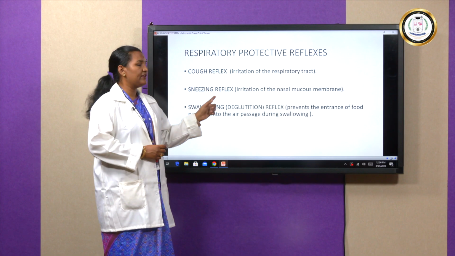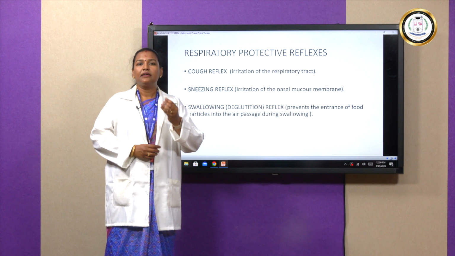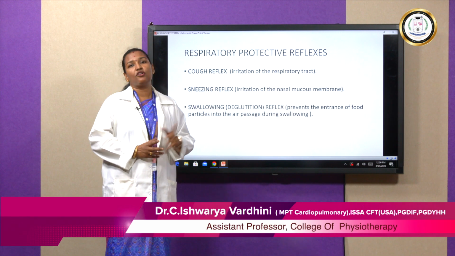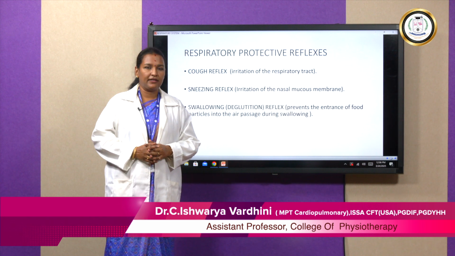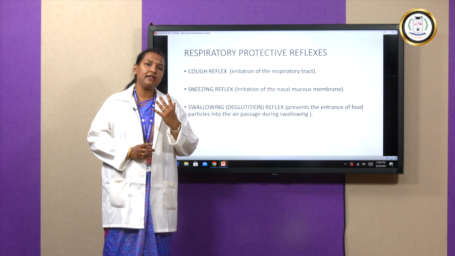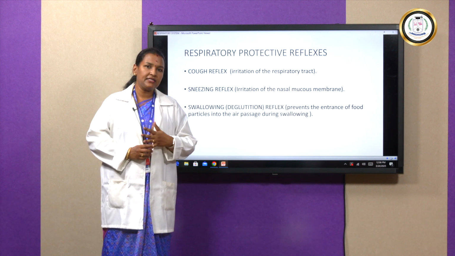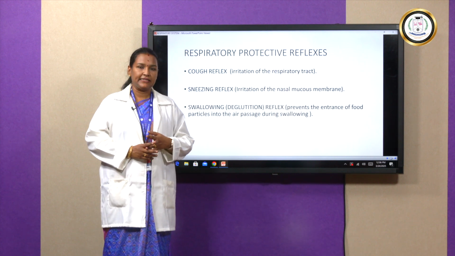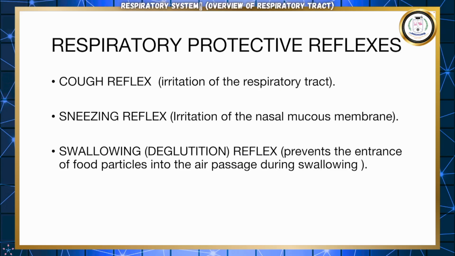Next is the sneezing reflex. Again, the stimulus will be an irritant, but the irritant will be at the level of the nasal mucous membrane. So, when the nasal mucous membrane senses the entry of an irritant, we sneeze in order to expel the irritant substance. Last is the swallowing reflex or the deglutition reflex, which is nothing but when we eat, this reflex will prevent the entry of food particles into the respiratory tract.